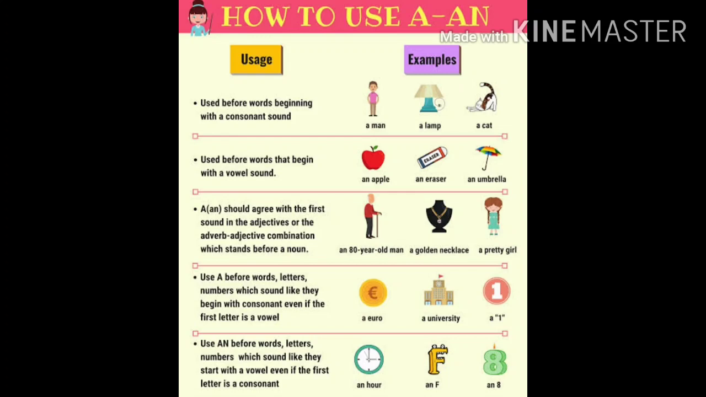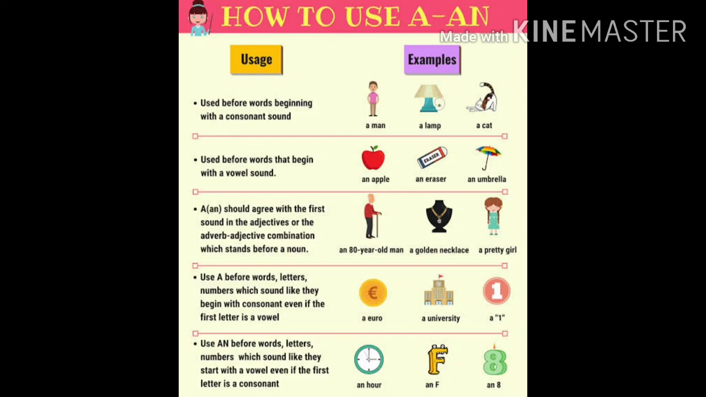Next is use a before a word or letter or number which sounds like it begins with a consonant even if the first letter is a vowel. As you know, we already talked about this thing. You need to read the words. If the pronunciation starts with a vowel sound, it doesn't matter whether a consonant is there or not. The pronunciation is most important. If we pronounce the word and it starts with a vowel sound, write an. If it starts with a consonant sound, you write a.